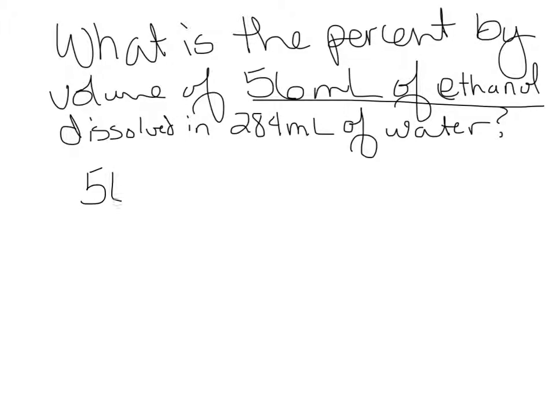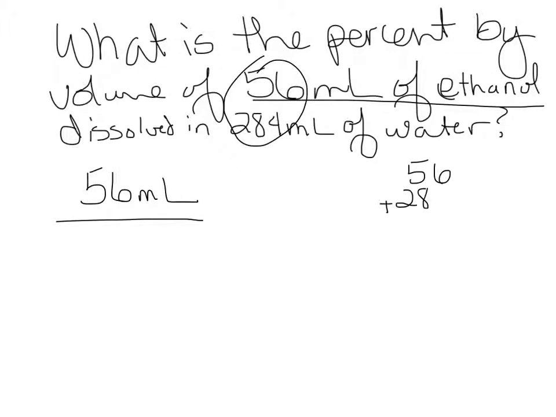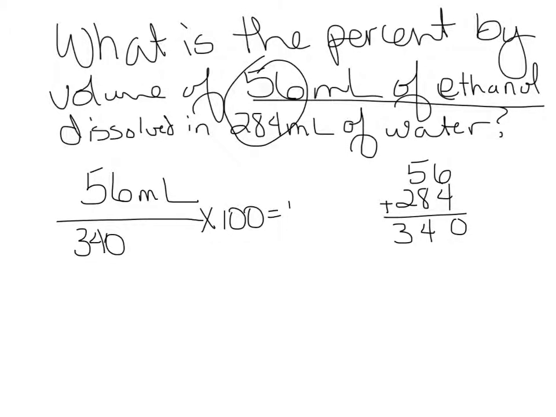So we're going to put the volume of ethanol over the total volume. Again, we have to add these two together. 340, and then we multiply this by 100, and what do we get? I got 16.5%.